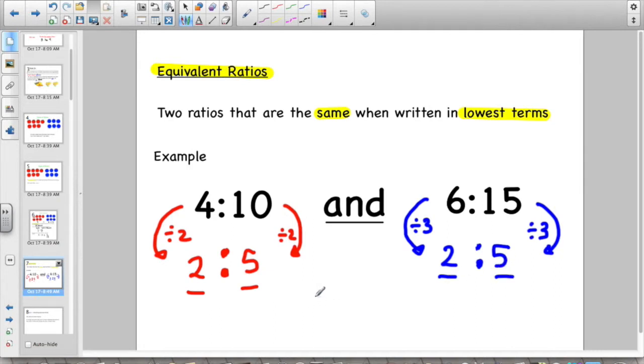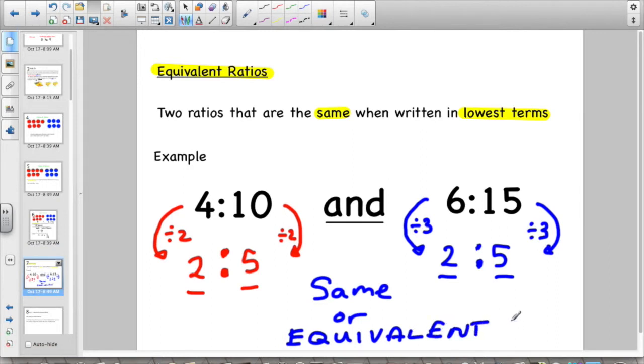So we can say that these two ratios are the same, or that they are equivalent, because they can be expressed as the same ratio when written in lowest terms.